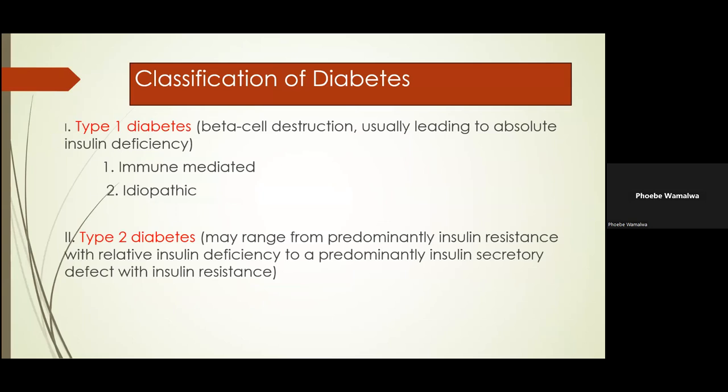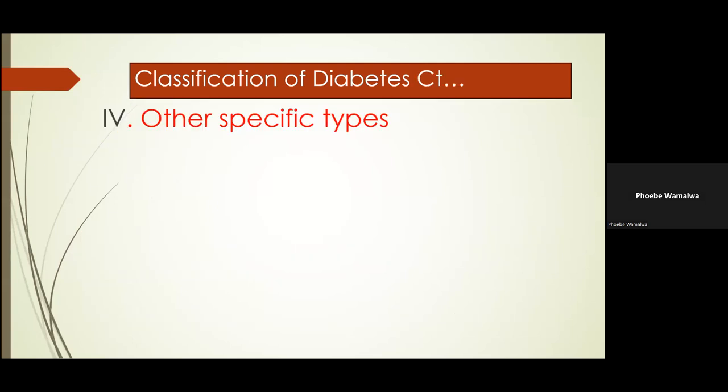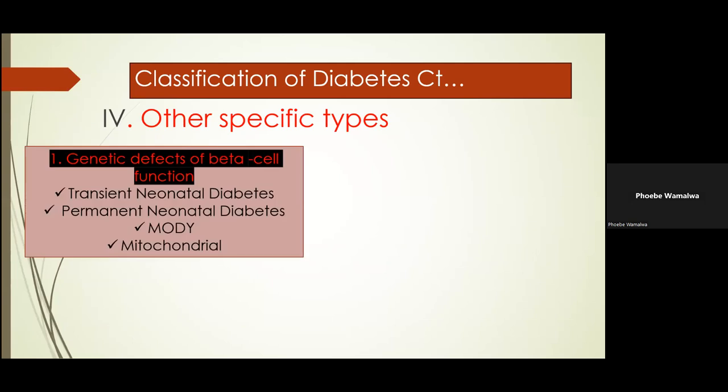And that's why you see the recommendation of use of insulin in patients with type 2 diabetes. Gestational diabetes, on the other hand, is associated with pregnancy. And then we have, fourthly, other specific types of diabetes. And these ones are quite many. So I'll request that you go with me.